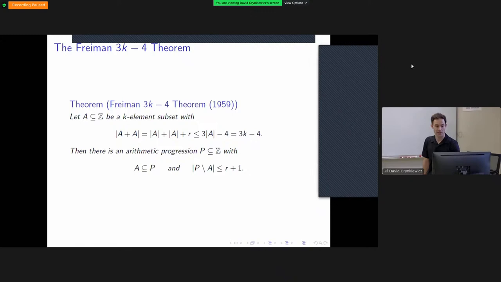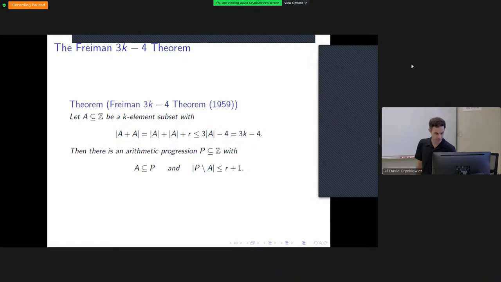To explain the name, in the original work of Freiman, he let K denote the cardinality of A, and the upper bound was 3K minus 4. That's why it's sometimes called the 3K minus 4 theorem. The result is that basically in these circumstances, A is contained inside an ordinary arithmetic progression. And there are exact bounds on the number of holes, the missing elements inside that progression, namely R plus 1. This is one of a few examples where we have actual exact bounds on just how well contained A is inside that arithmetic progression.